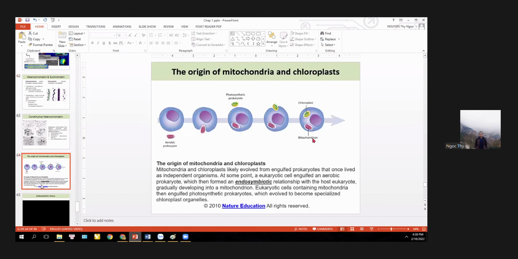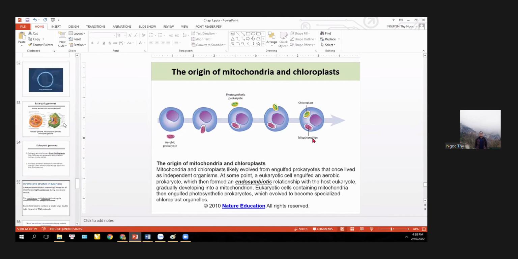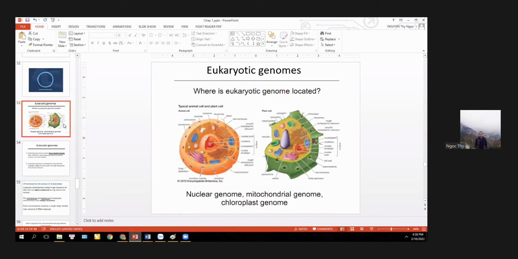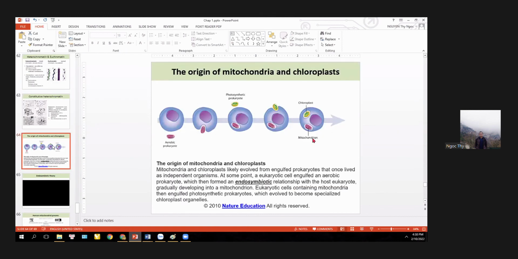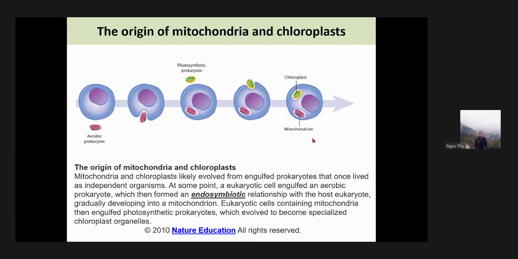And like we discussed in the beginning of the eukaryotic genomes, besides the nuclear genome, each cell has a second genome located inside the mitochondria, which is the mitochondrial genome. And in plant cells, we have the chloroplast genome inside the chloroplast. This comes from a theory called endosymbiosis.